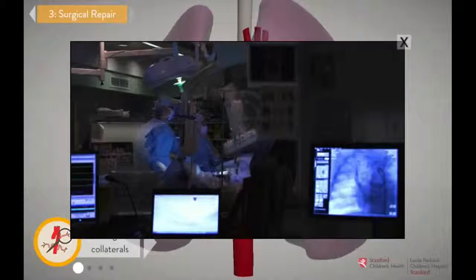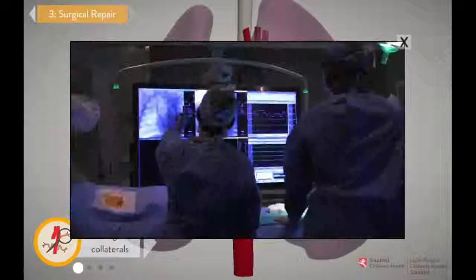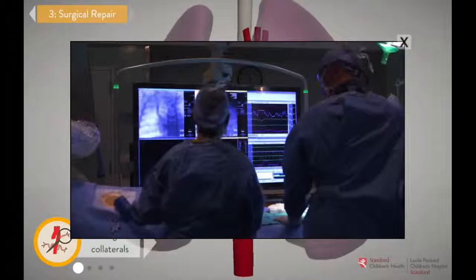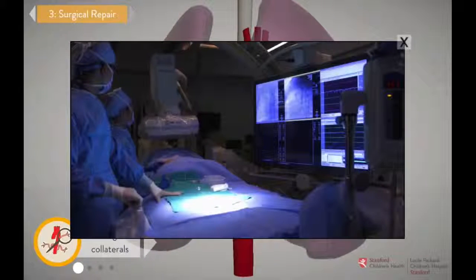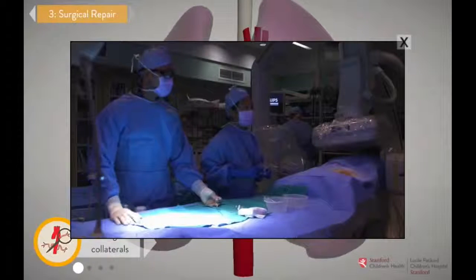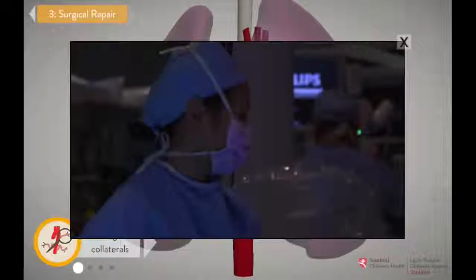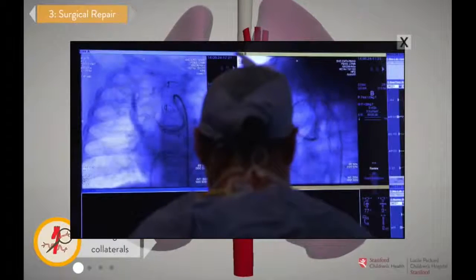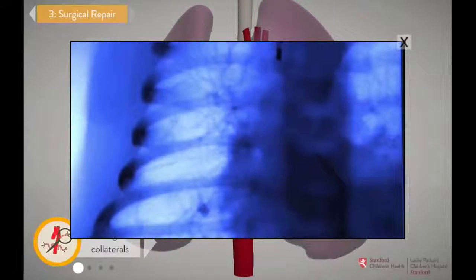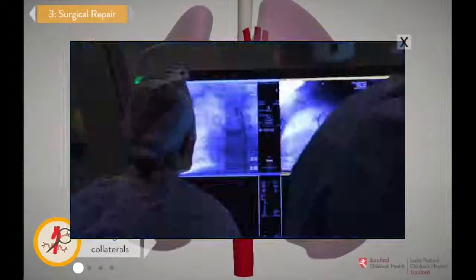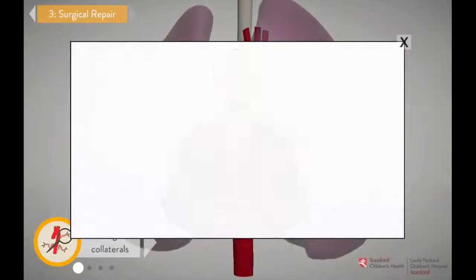But first, we need to find all of those collateral arteries. Days or weeks before the surgery, we bring the patient to the cardiac catheterization laboratory, or cath lab, where we use video x-rays to create a roadmap that helps us locate each one of these collaterals. Each patient is different. Some only have 1 or 2 collaterals, others can have 5 or even more. So we really do need that map in order to plan the unifocalization surgery.